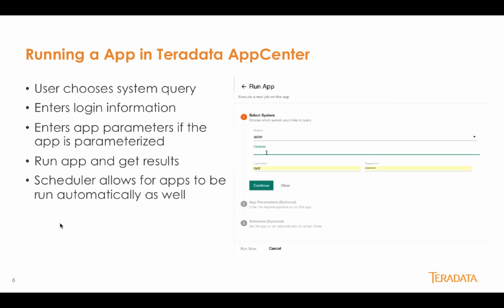So to run an application, if you're an end user, it becomes a very simple process. The benefit of AppCenter, as I mentioned earlier, is not only to enable the developer to more easily create and develop these applications, but we really wanted an infrastructure that promoted the use of applications, the sharing of applications, and also the sharing of results. And that's what AppCenter enables the end user to do as well. The end user can choose a system to query. They enter their login information. If the application has parameters, they can enter those parameters, and they simply run the application and it executes, and they get a result set.